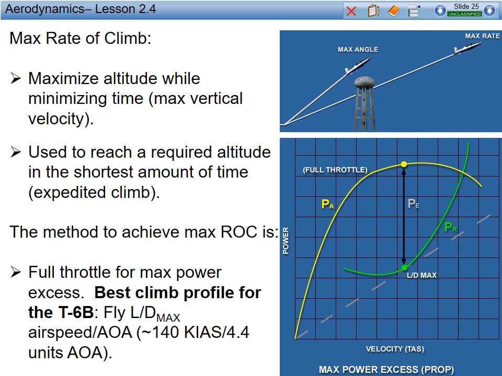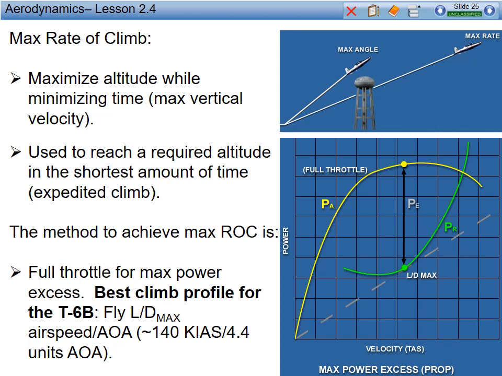To achieve maximum rate of climb, full throttle must be used, and the pilot must fly the airplane to the maximum power excess. This is found in a turboprop aircraft at LD max angle of attack. For the T6, LD max angle of attack is 4.4 units.